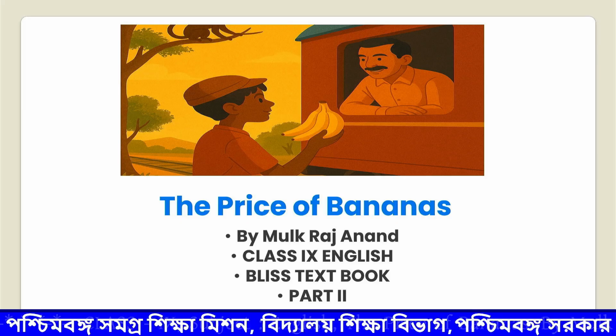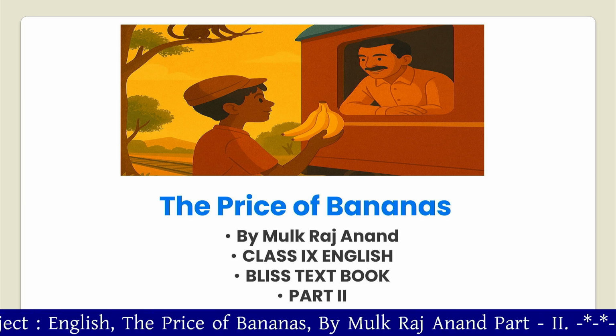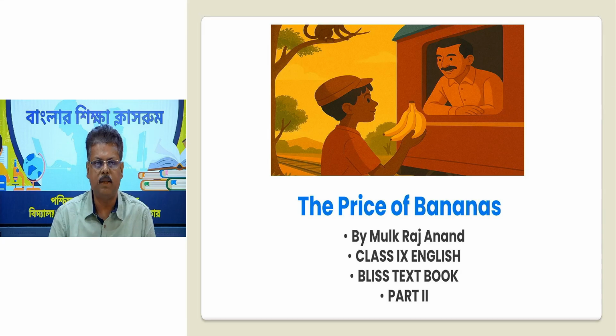So let's jump right in to the second part. Now, as you have seen in our last lesson, the businessman was being asked by this fruit vendor to pay the price of bananas. What price did the fruit vendor ask for? He only asked for 2 annas. Now, what did the businessman do? The businessman offered 1 anna to the fruit vendor.